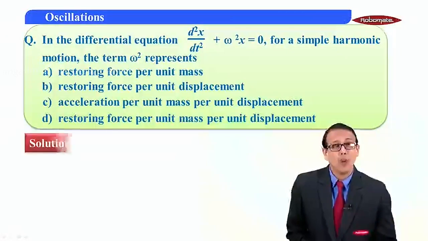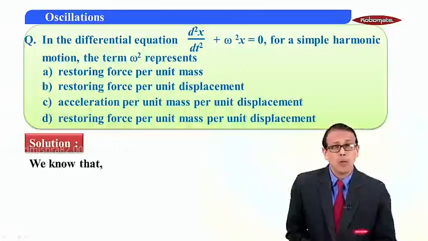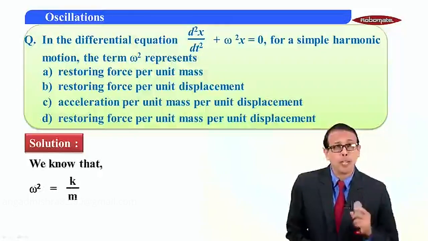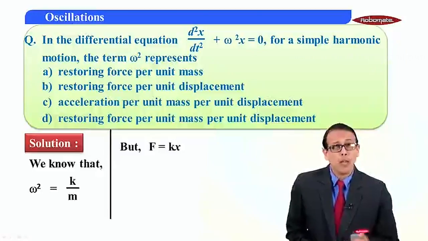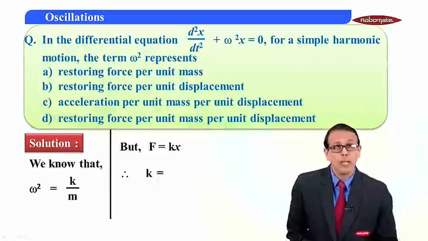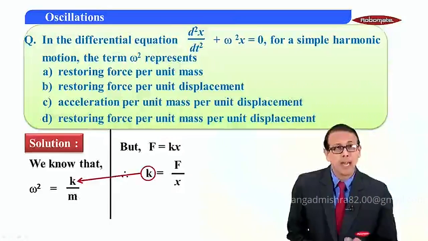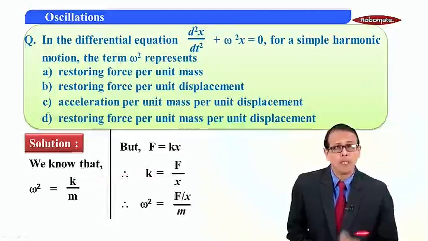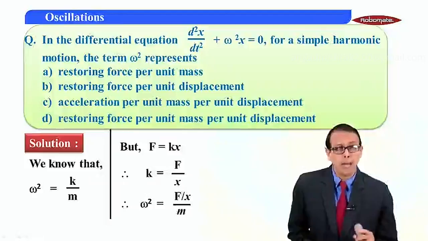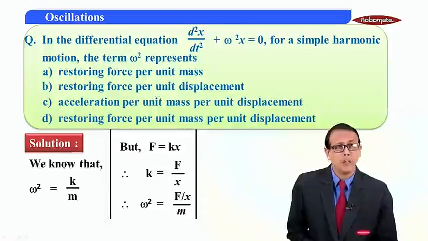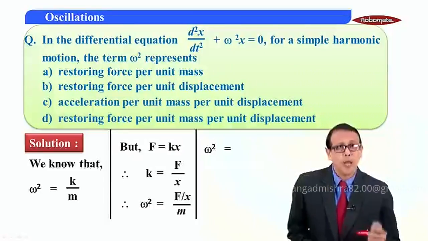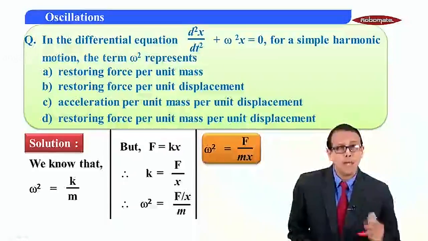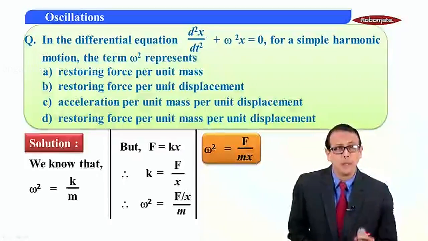So let's see how do we go for it. Now we know that students omega square is k upon m. Now let's make the thing more clear. As we know F is kx, therefore k should be F upon x. Substituting this value of k in the formula of omega square, we get omega square therefore becomes F upon x upon m, which can be written as omega square is equal to F upon m into x, where I have taken x in the denominator.